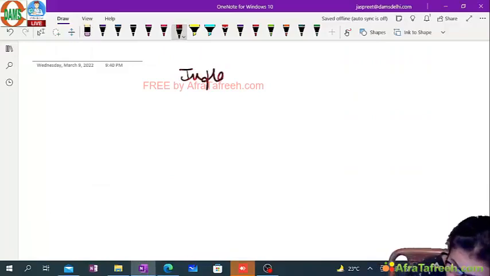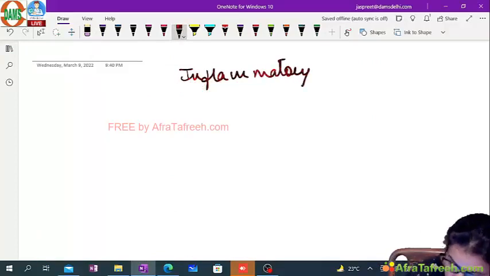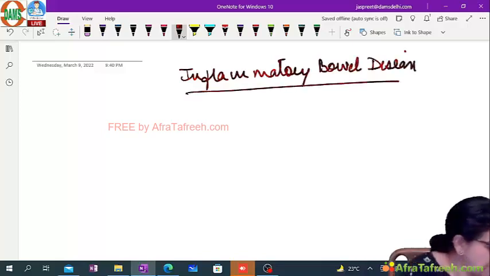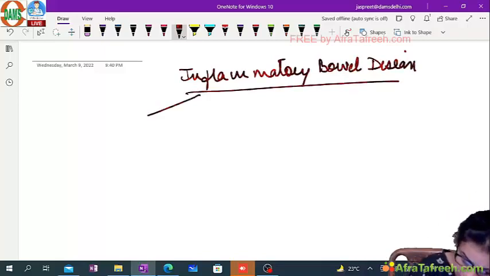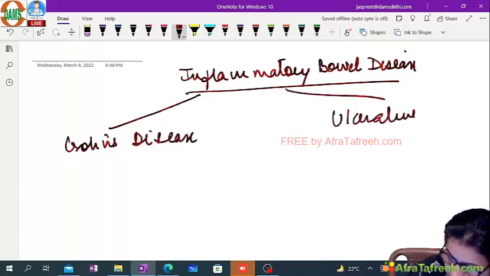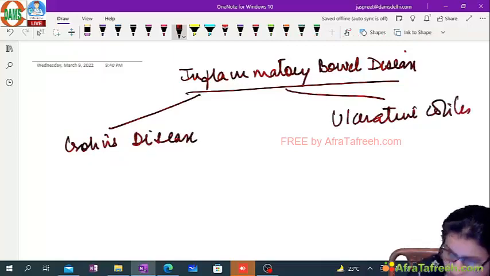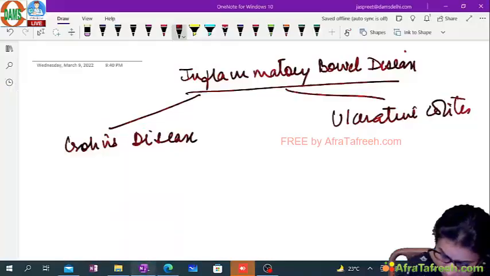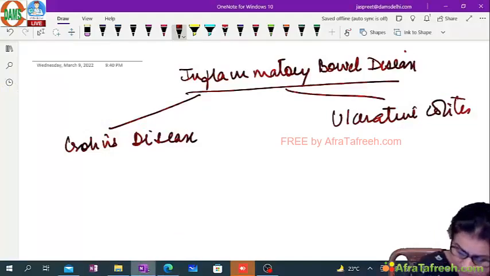Inflammatory bowel disease. So we start with inflammatory bowel disease. In inflammatory bowel disease, I'll be covering 2 entities, that is Crohn's disease and ulcerative colitis.